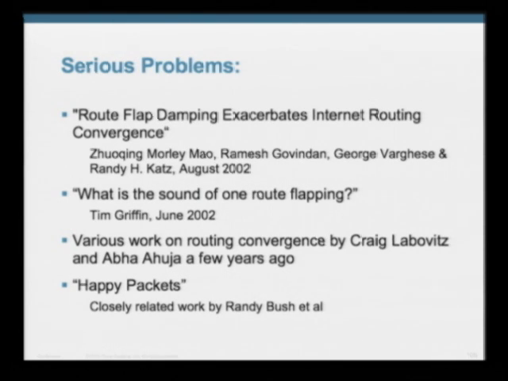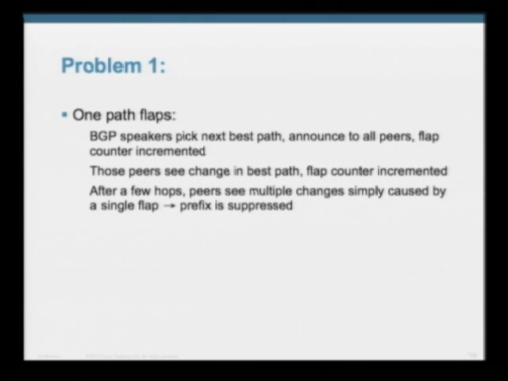So there are some of them pointing out the problems caused when ISPs actually do flap damping. First problem: if one path flaps, BGP speakers pick the next best path, announce it to all peers, and increment the flap counter. So you could end up with flaps being created and damped simply by a path changing, which wasn't really quite the idea. It's just one simple change, but it's like you say something and it echoes on and on and on.